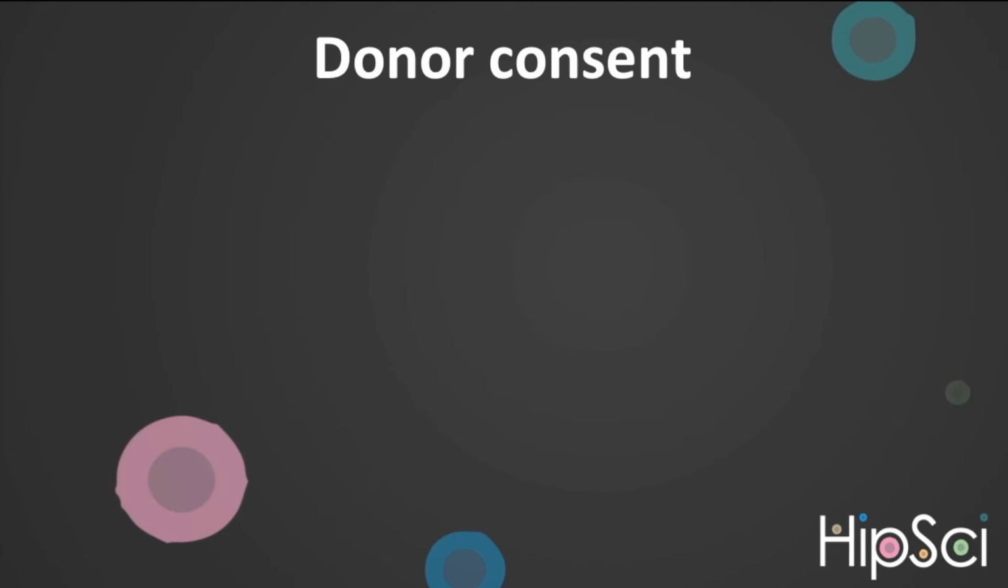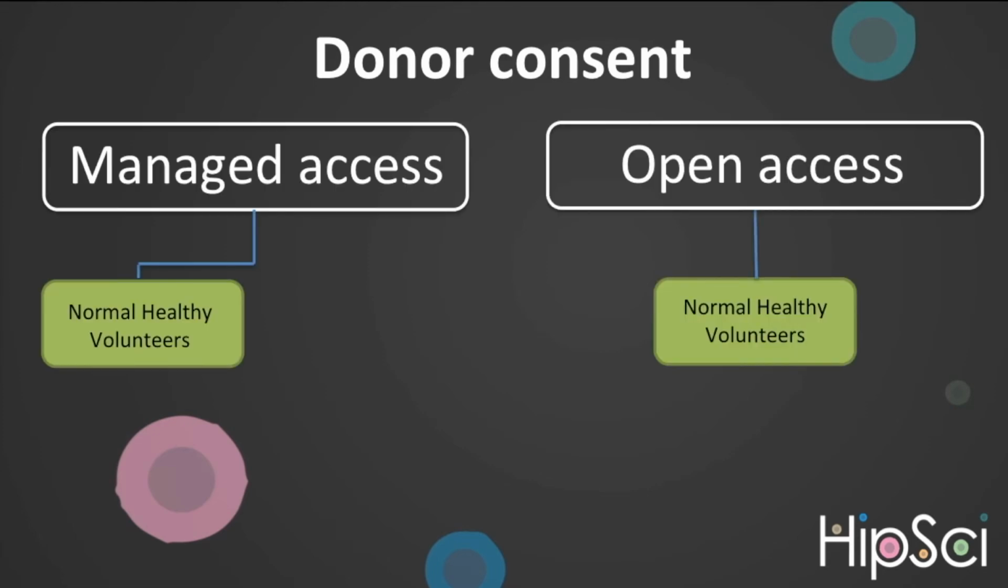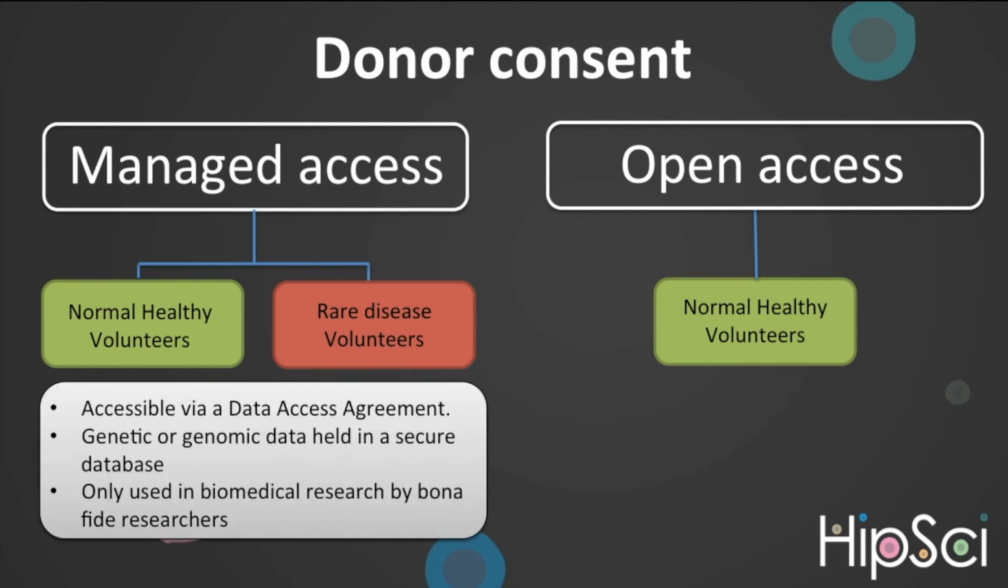The lines from our normal healthy donors fall under either managed access or open access based on the ethics conditions they were collected under. All cell lines from donors with rare diseases will always fall under managed access. Managed access data is only available via a data access agreement.